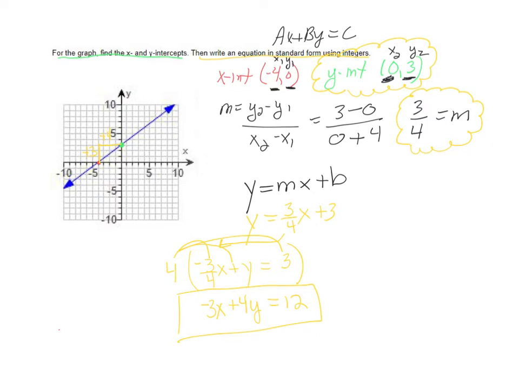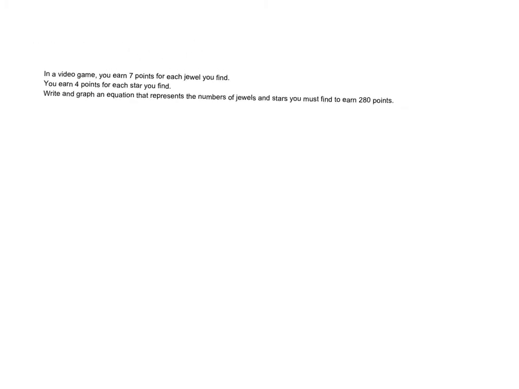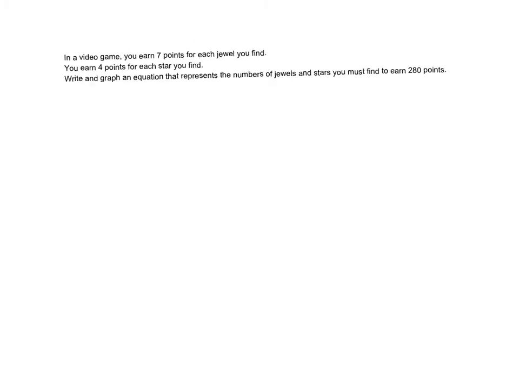All right, let's look at the next problem. The next problem says that in a video game, you earn 7 points for each jewel you find. You earn 4 points for each star that you find. We need to write and graph an equation that represents the number of jewels and stars that you must find to earn 280 points. And so if we look at this, the first thing I need to do is find my x and my y.